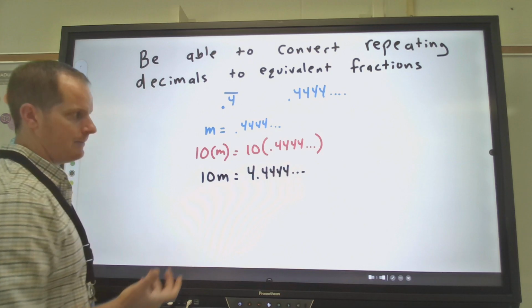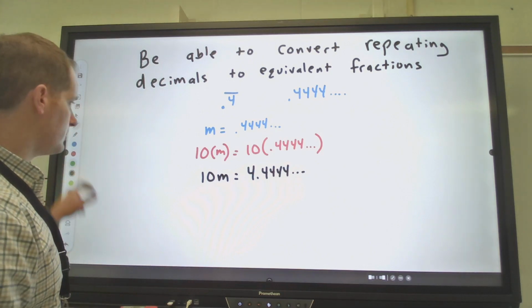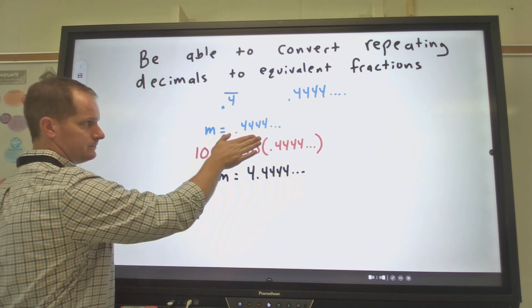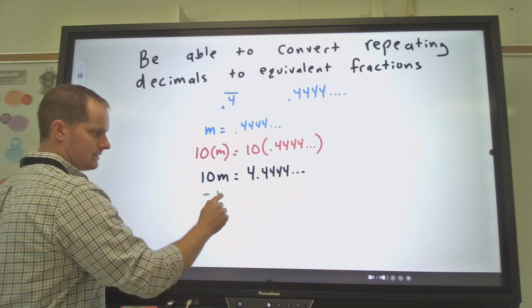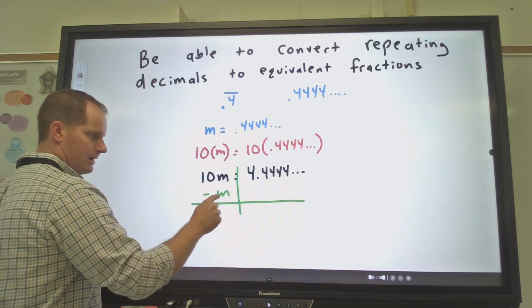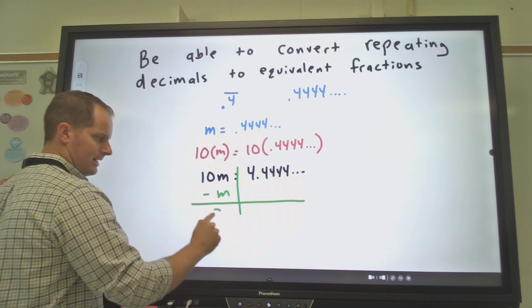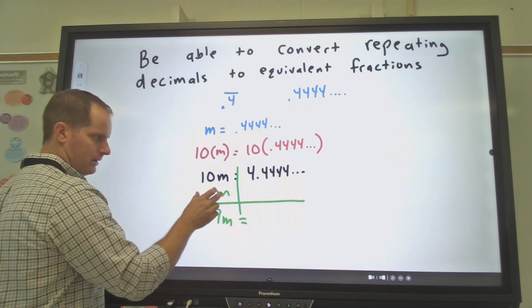We want to try to get rid of that decimal value. Well, how do we do that? One way we can do it is using subtraction. We are going to subtract our original amount from both sides. So we're going to subtract m from the left side, and you end up with 9m. You have 10 m's and we're taking away 1.